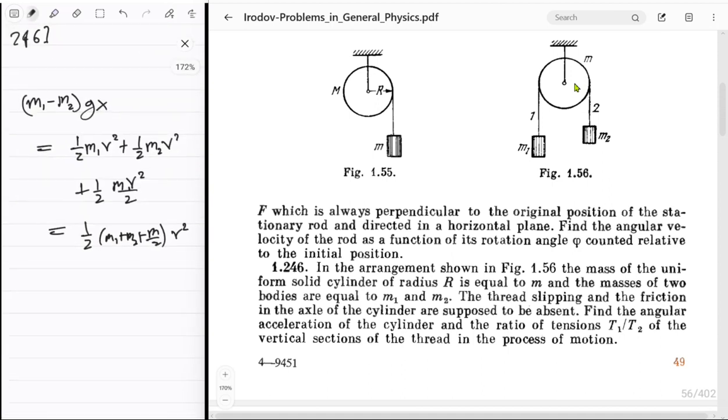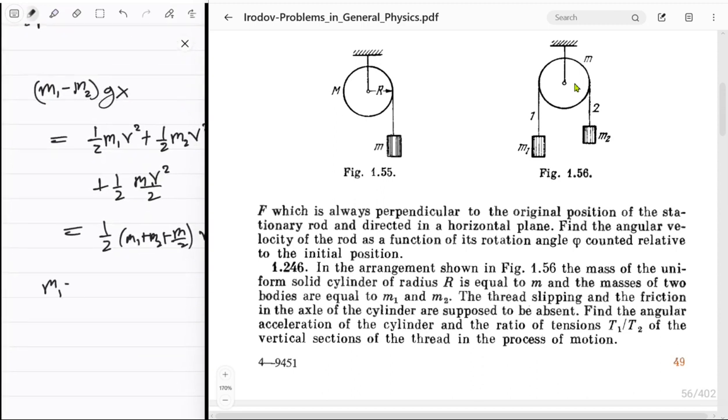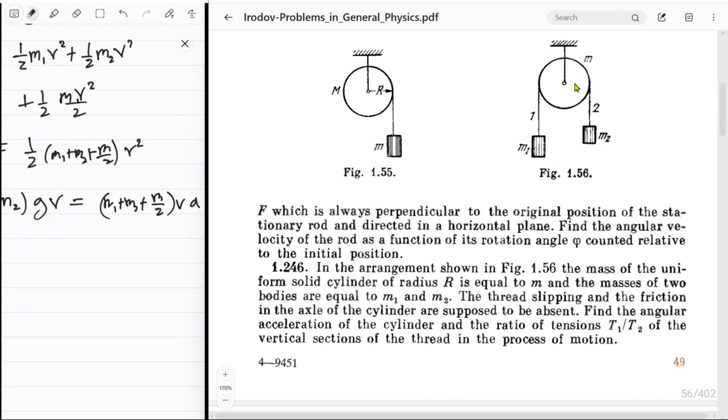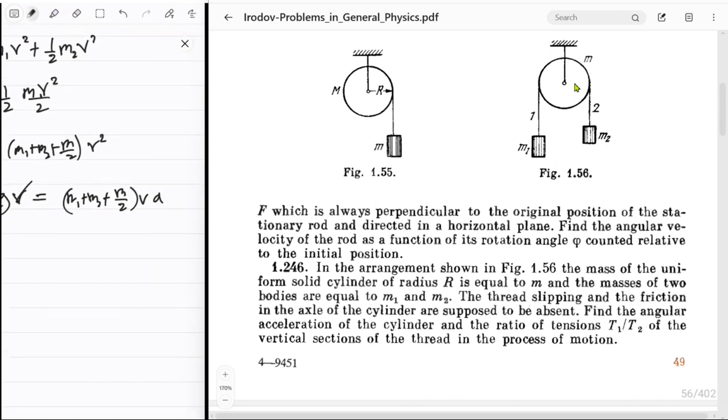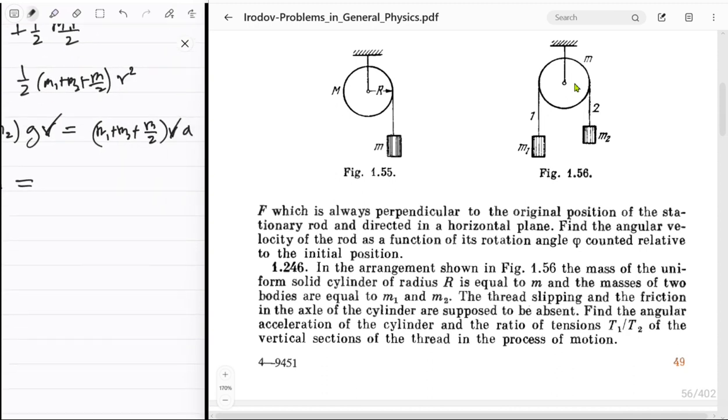Cool. So then just differentiating this thing, you get (m1 minus m2) times g times v is equal to (m1 plus m2 plus m upon 2) times v dv. So v, and then you got the acceleration, dv upon dt, isn't that right? This cancels. Wow, awesome, isn't it? Just figure it out without actually any analysis. Wow, that is actually a better way of doing this thing. I could always do this, right?